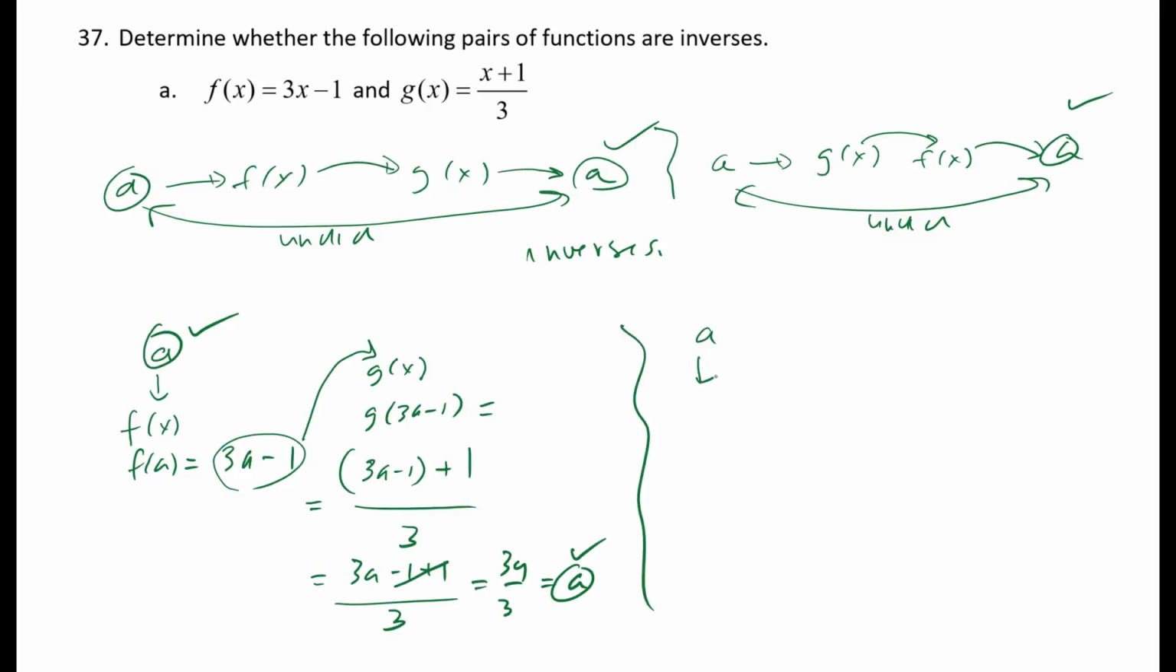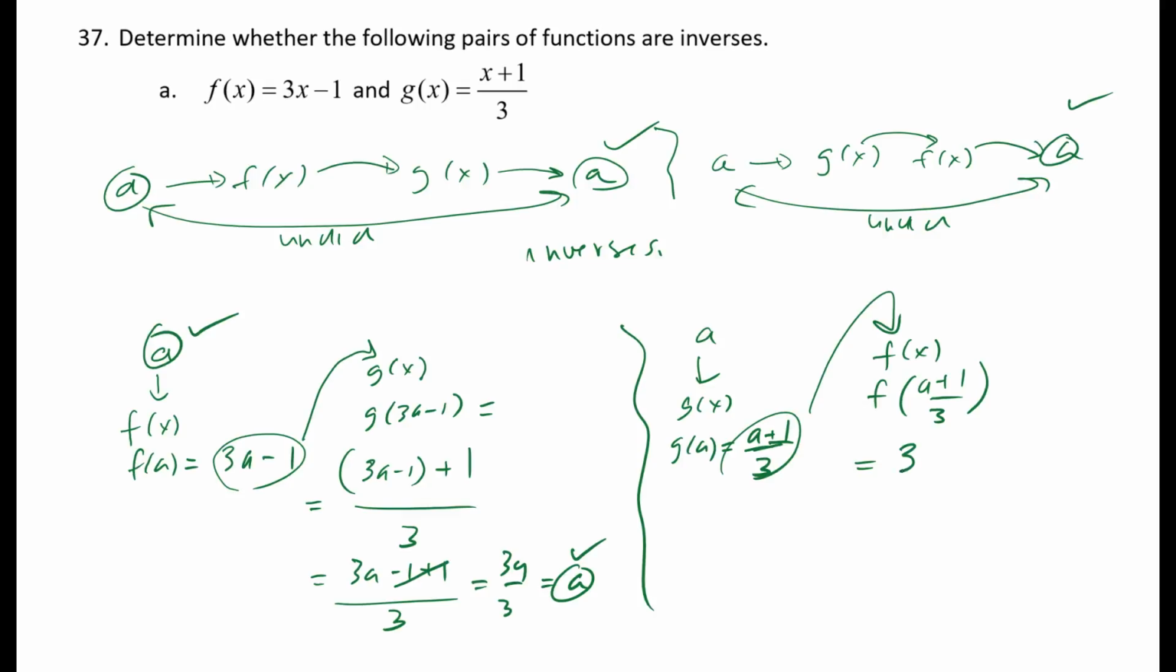If I take a and put it into g of x, we get g of a, and that equals a plus 1 all over 3. Now we have to take that output and put it into f of x. So we get f of a plus 1 over 3. And so every place we see an x, we've got to put a plus 1 over 3 for f. So 3 times a plus 1 over 3 minus 1. And now we simplify. We have multiplied by 3 here, divided by 3 here. Those can cancel. And we get a plus 1 minus 1, 0, equals a.